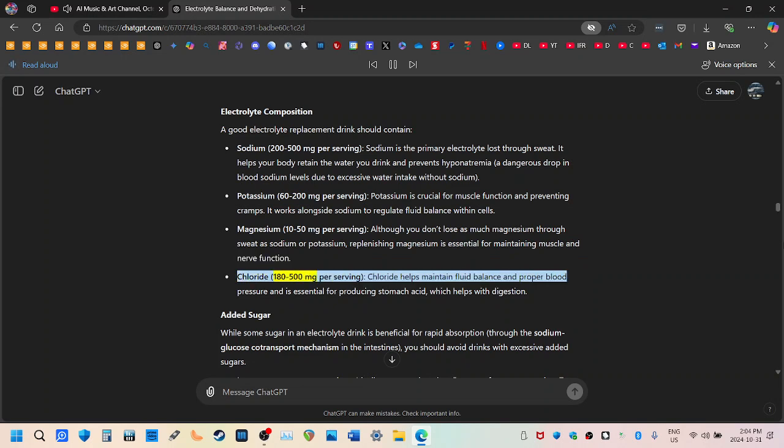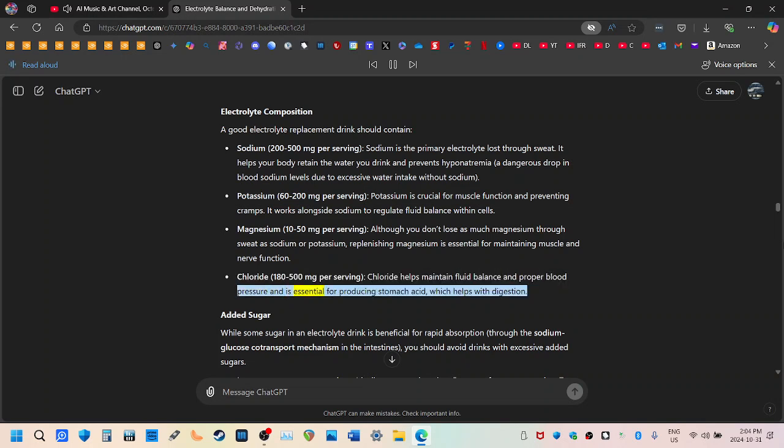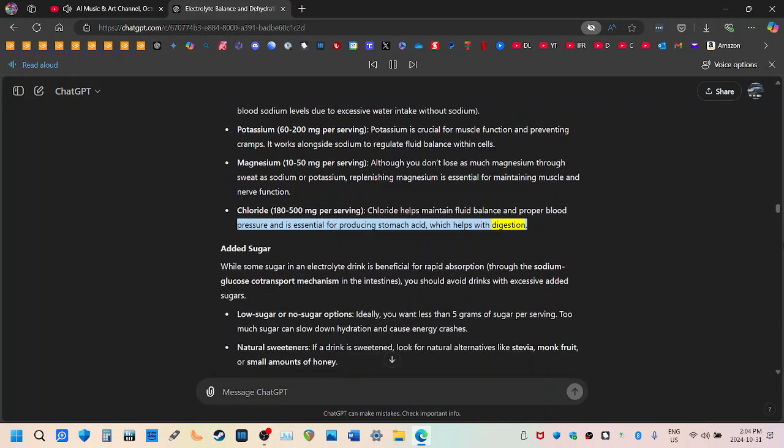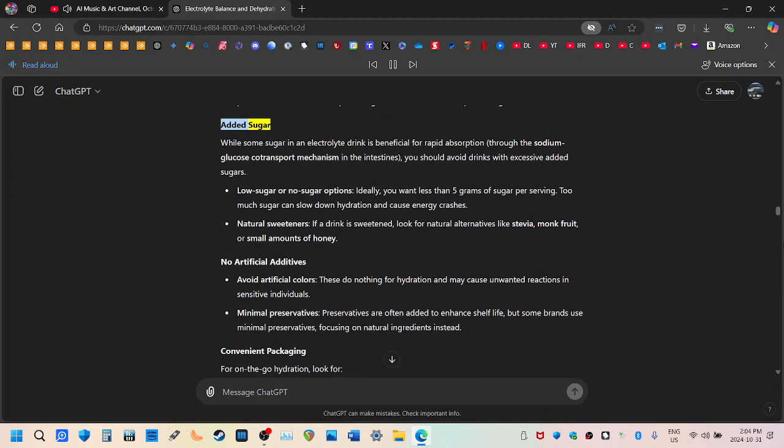Chloride, 180 to 500 milligrams per serving. Chloride helps maintain fluid balance and proper blood pressure and is essential for producing stomach acid, which helps with digestion. Added sugar. While some sugar in an electrolyte drink is beneficial for rapid absorption through the sodium-glucose cotransport mechanism in the intestines, you should avoid drinks with excessive added sugars.